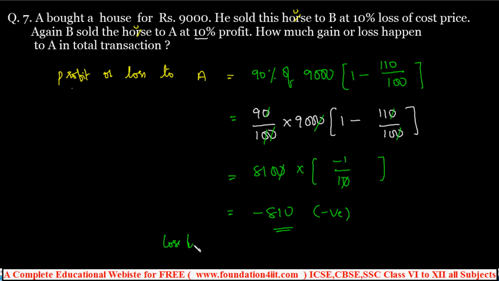Okay, loss to A, and that loss is directly rupees 810. It's not minus 810, but because of the negative we can say whether it is gain or loss. So the loss of 810 happened in the total transaction. Okay, this is the process where we can apply this type of question, right? Let us see some other direct questions, a few more now.